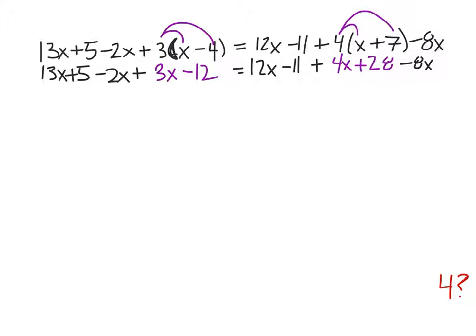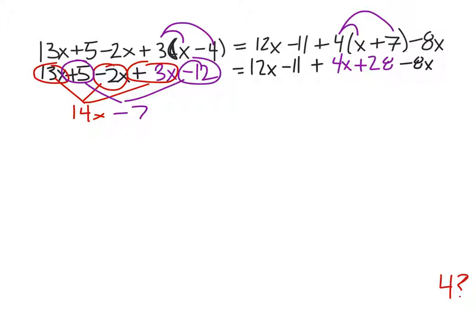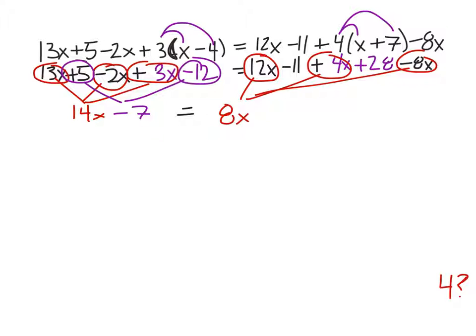All right, from the right account, what we're going to need to do is combine like terms. So I got 13x, negative 2x, and 3x. And yes, Ryan did do it differently, and that's good, okay? So combining these, I got 14x's, and then I got this 5, and this negative 12, which combine to be negative 7. Now this should equal the other side. I got 12x's, 4x's, and then negative 8x's, which combine into 8x's. Then we've got this negative 11 and this plus 28, which would be a positive 17 right here.